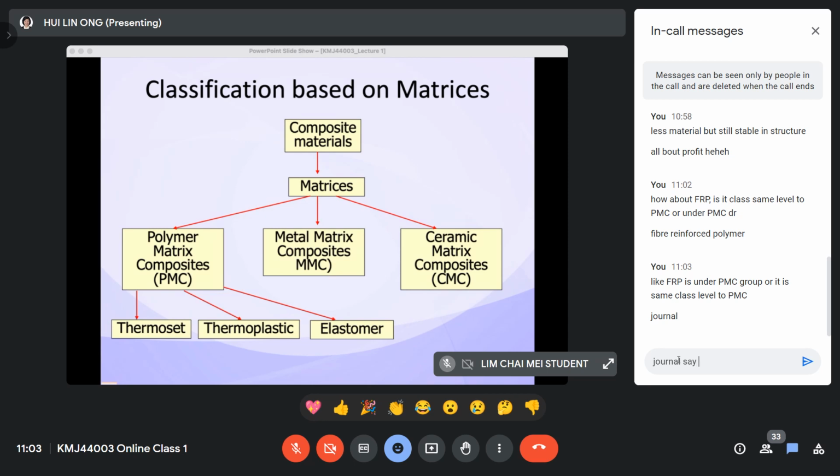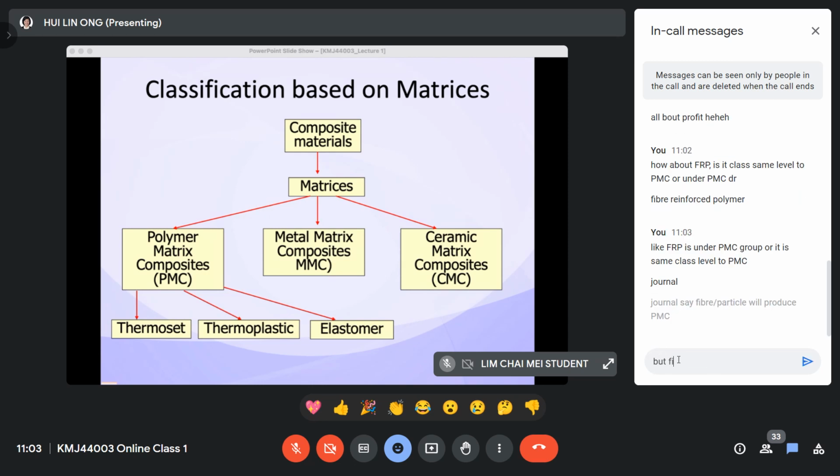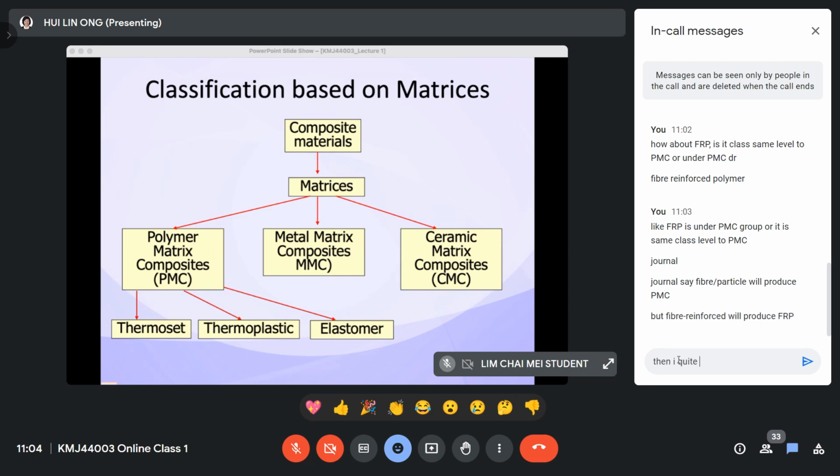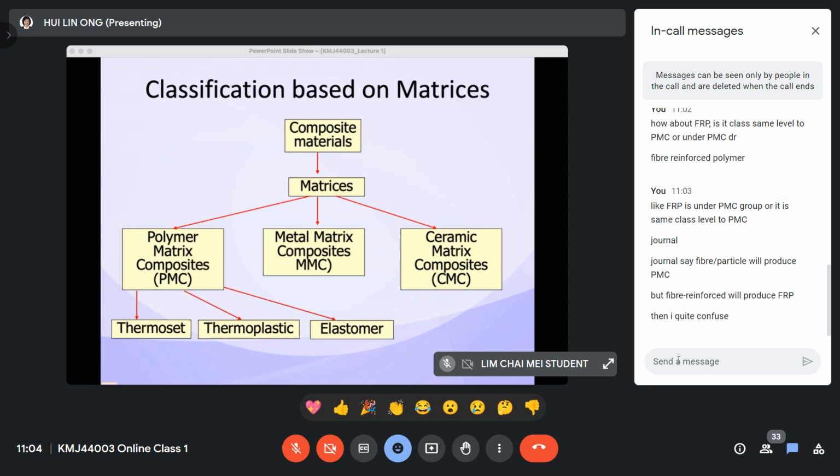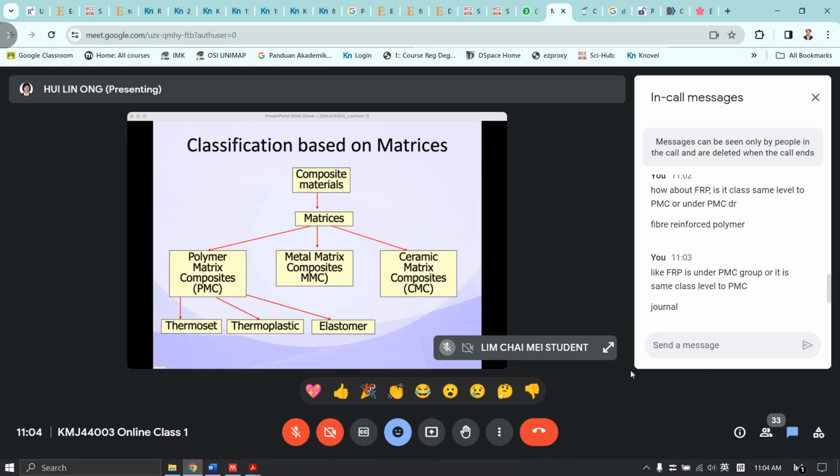Good question. A paper. Okay, then what about the paper? Not a journal, just one article, right? What is the major ingredient for this paper that you read? Fiber will produce polymer matrix composite, but fiber reinforced will produce, yes. What is that journal? In which journal was that paper published? Do you remember the paper that you read, published in which journal?